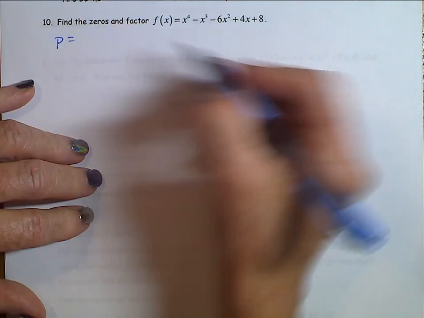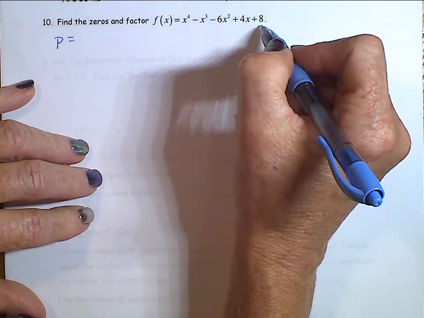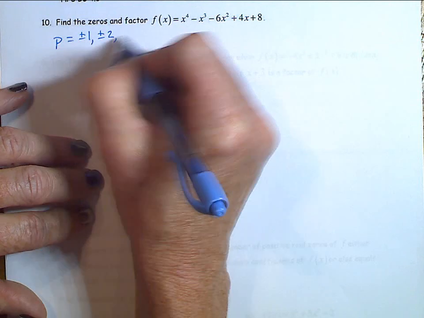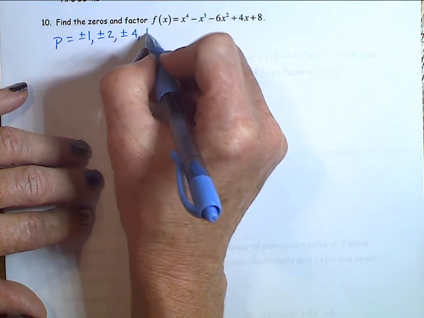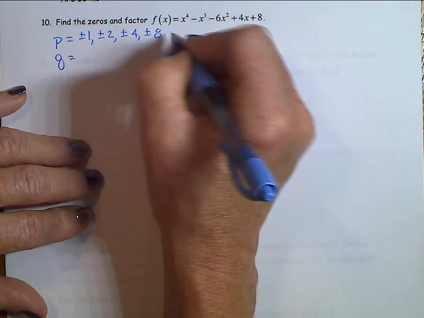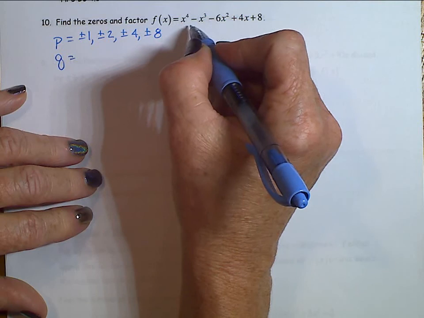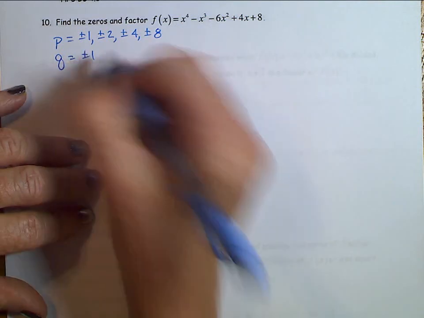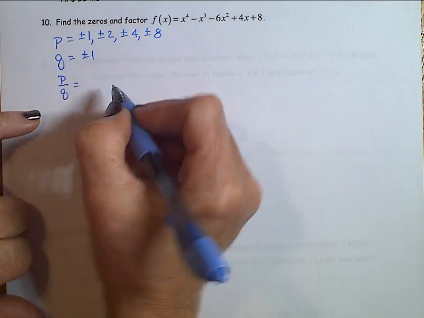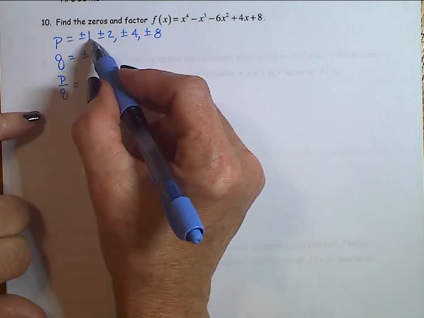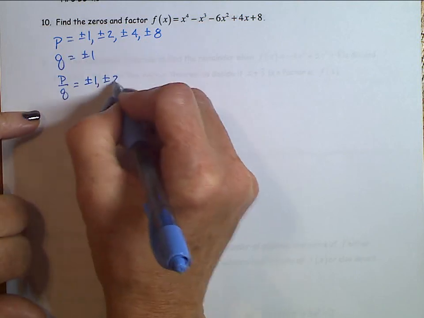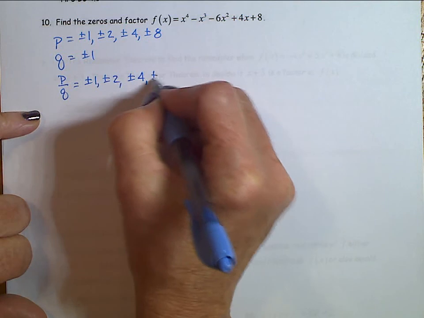P is all the factors of the constant. So that's plus or minus 1, plus or minus 2, plus or minus 4, plus or minus 8. Q is all the factors of the leading coefficient, plus or minus 1. And P over Q is all these P values over Q. Well, it's just the same as P: plus or minus 1, plus or minus 2, plus or minus 4, plus or minus 8.